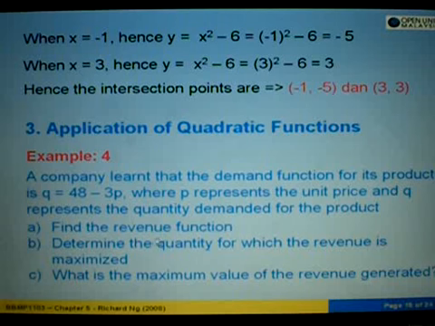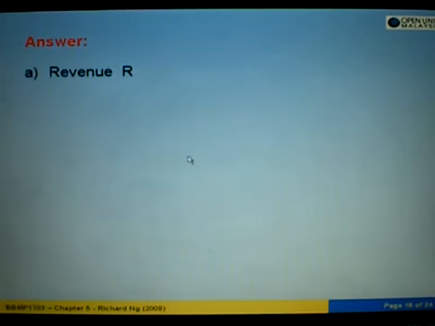So we are asked to find the revenue function, then determine the quantity for which the revenue is maximized, and then see what is the maximum value of the revenue generated. So first we find the revenue function.